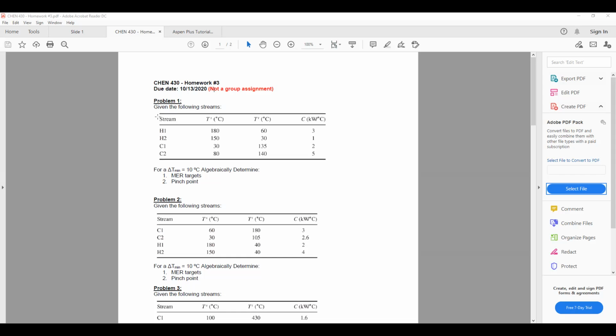So for problem number one, given the following streams, H1, H2, C1, C2, temperatures in, temperatures out. You're given the heat capacity flow rate here, and you want to find the MER targets and the pinch points. So let's go to the blackboard here and let's do it step by step and see what we're gonna get. Okay, so I have problem number one.